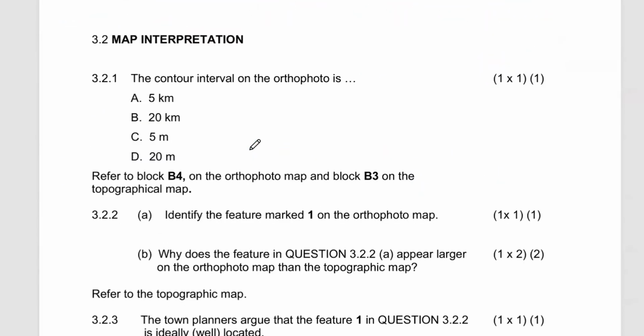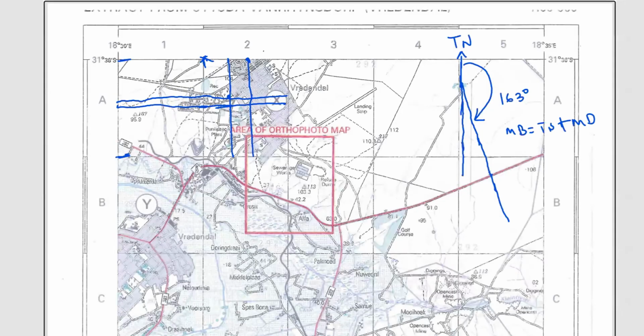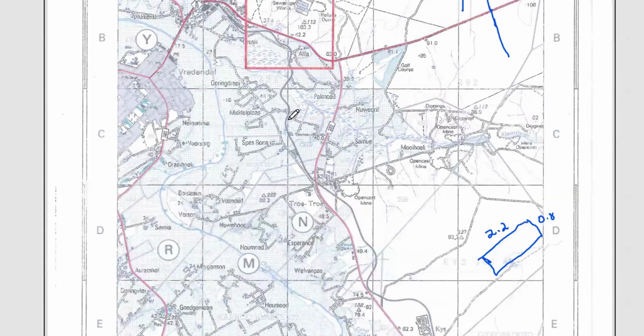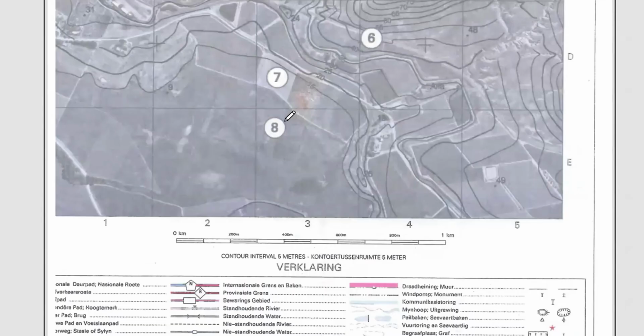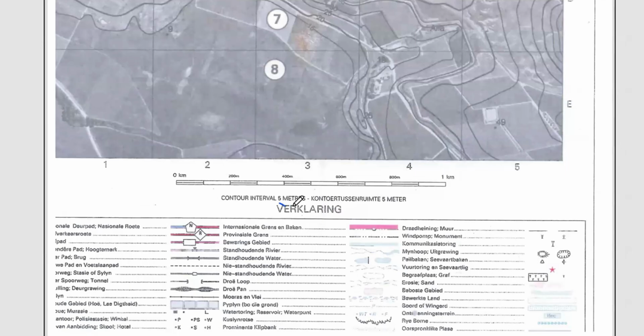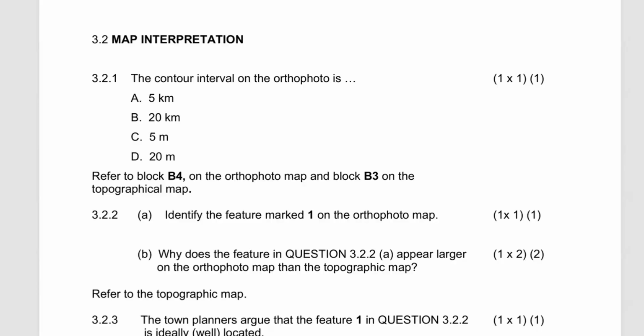Moving on to the next question. The contour interval on the orthophoto map doesn't change. It's always the same. We go to our orthophoto map, and the information is here. Contour interval, 5 meters, provided there. So it's common information that our contour interval is 5 meters.